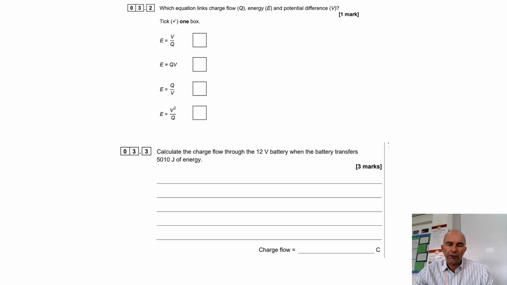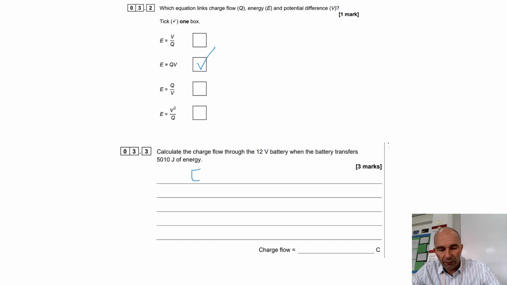Alright, again, we're back to knowing our formulas. This is charge flow, energy, and potential difference. So E equals QV. Again, this just comes back to you need to know your formulas. Because if you look at the next question, again, we're going to be using that formula to calculate the charge flow. So really this 3.2 and 3.3 is a case of you're either probably going to get 4 marks on this, or you're going to get 0. Don't know your formula, you've got no chance on getting any of the marks on 3.3.